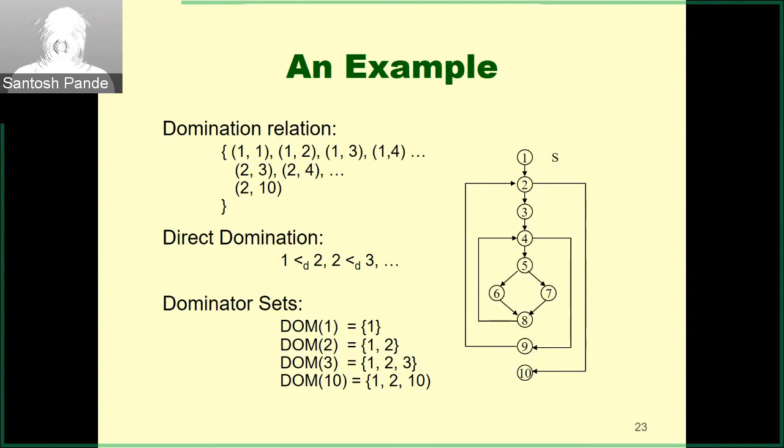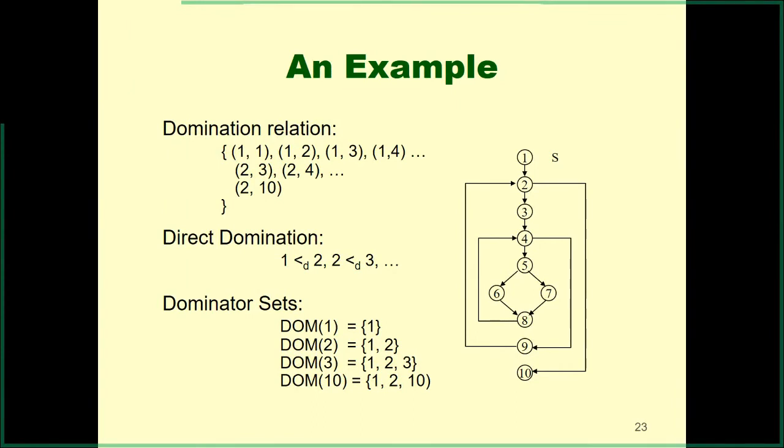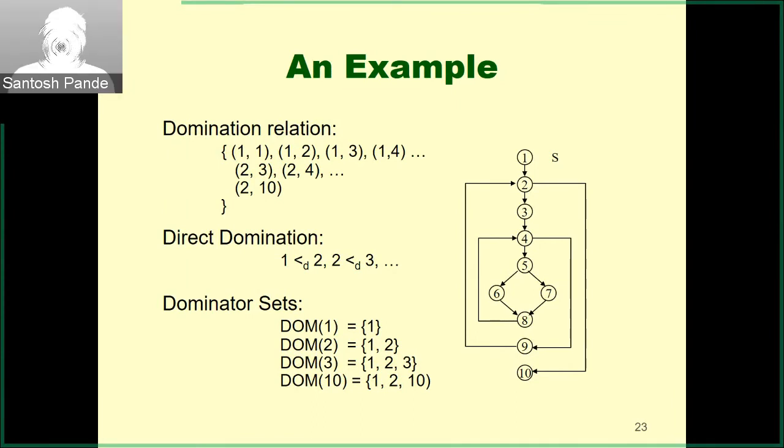So you can see that this process will keep working in an iterative manner, and we'll find the dominators again by using what relation? Dom of n is the intersection of dom of predecessors of n.